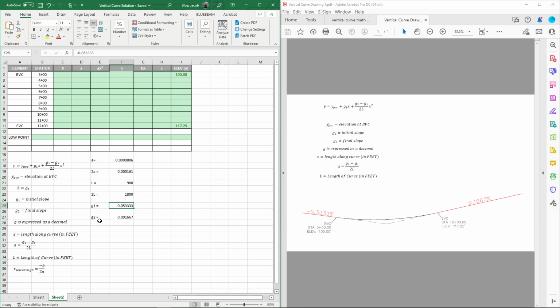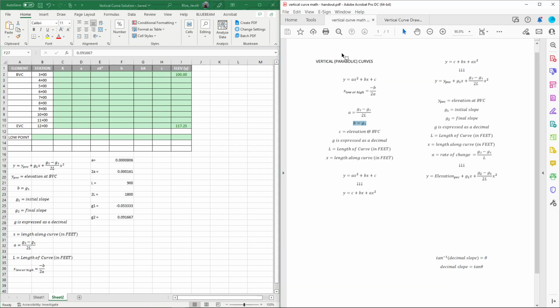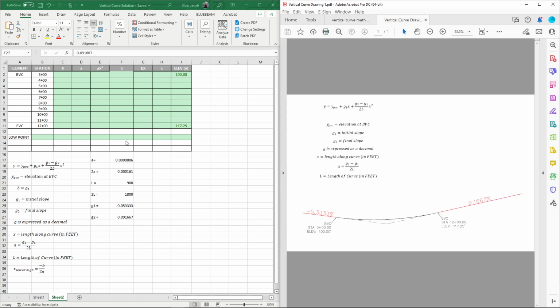Same thing with g2, or our final slope, our outgoing grade, that is 9.167%. And again, I want to show that as a decimal, so 0.091667. That's our outgoing slope. And that's going to let us figure out variable A. So if I'm trying to fill in all of the components of this formula, then I need to figure out what component A is. And A is this thing right here.